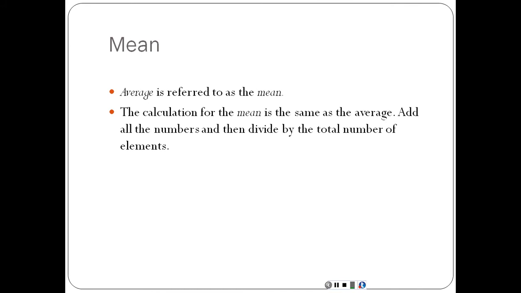Now the mean is the average. The average is usually referred to as the mean. And the calculation for the mean is the same as the average. We add up all the elements, we add up all of the numbers, and then divide that amount by the total number of elements.